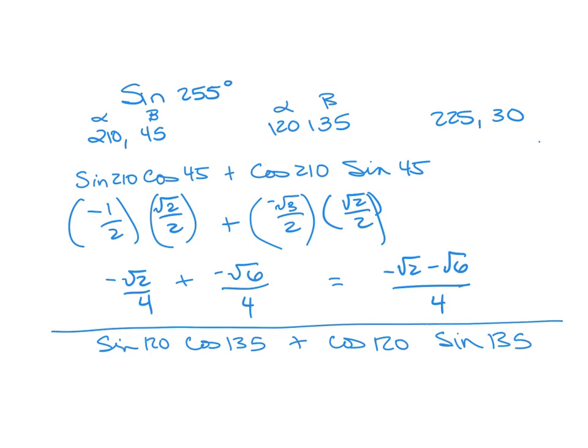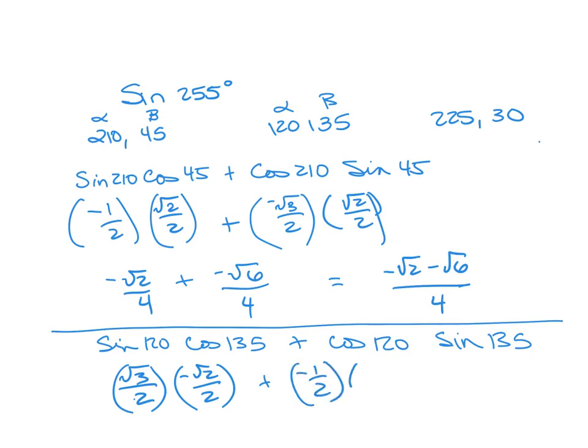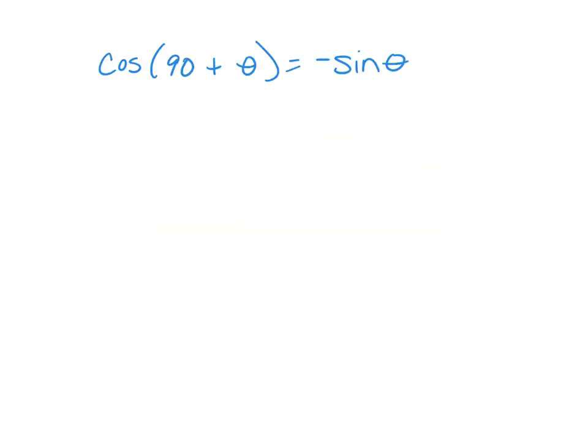So what is the sine of 120? Root 3 over 2. And cosine is negative root 2 over 2. Cosine of 120 is negative 1/2. And root 2 over 2. Sine of 135. Yep. And then that's going to be negative root 6 over 4 minus root 2 over 4, which is the same thing, but the negative root 6 is before the negative root 2. We're proving that these two are equal to each other.